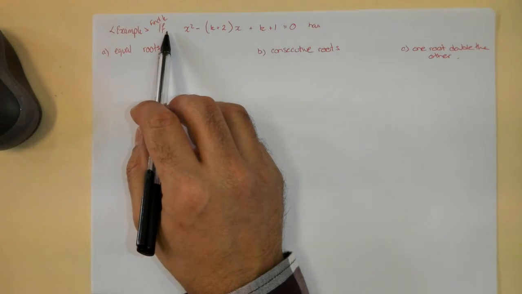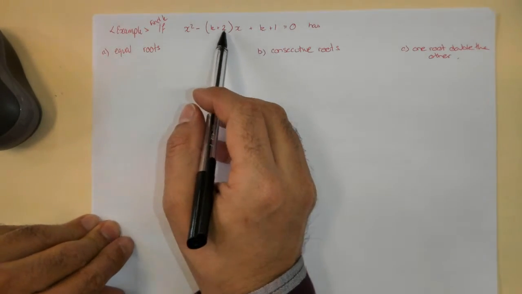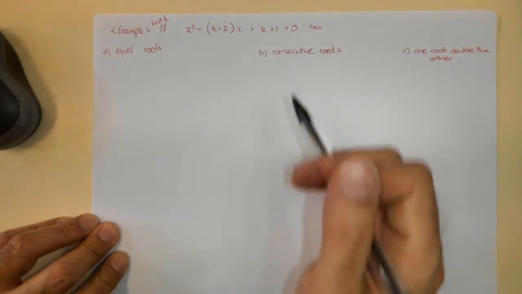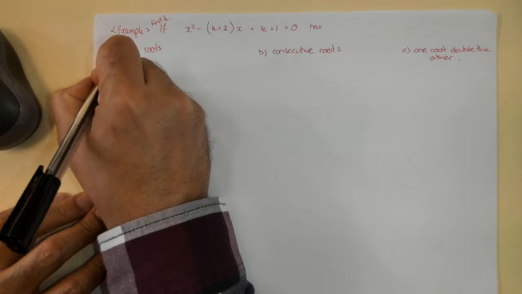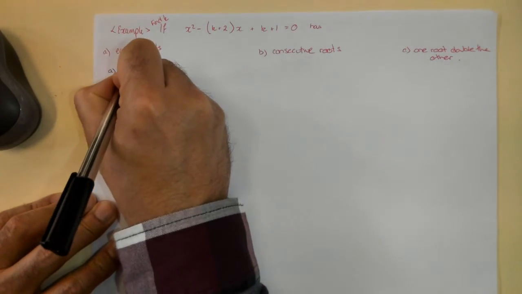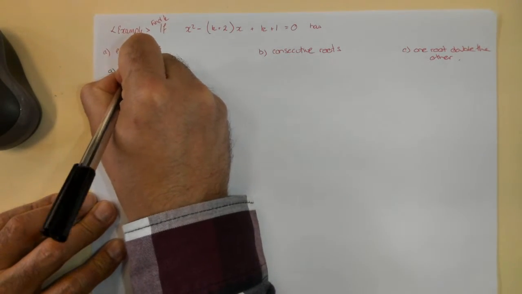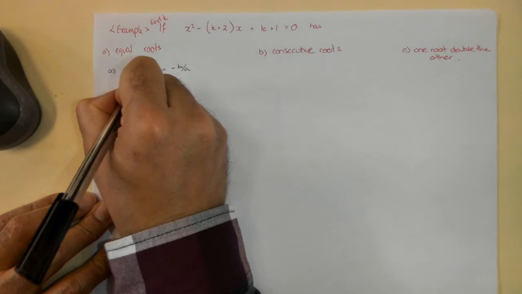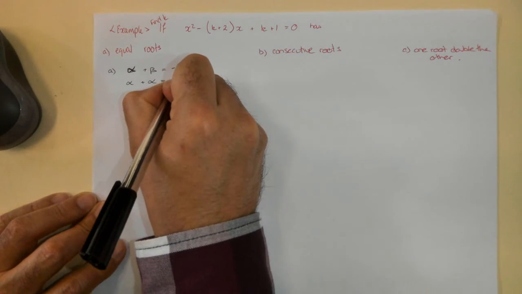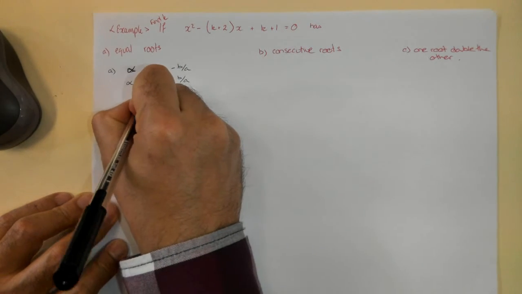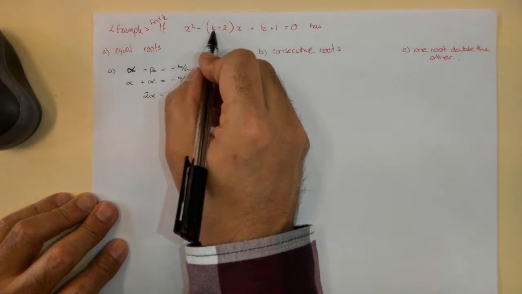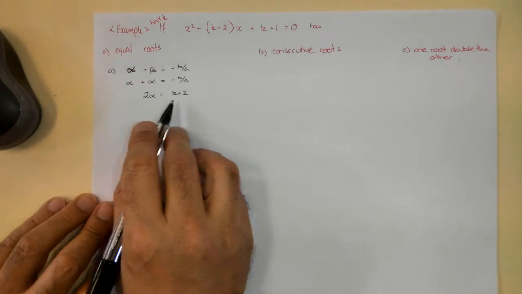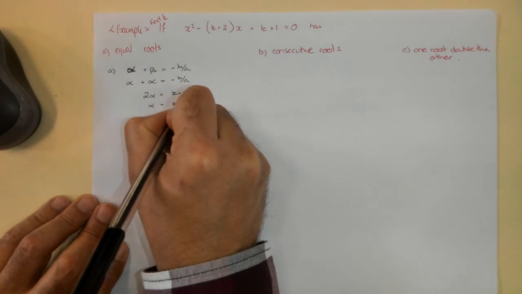Alright, we want to find k if x squared minus k plus 2x plus k plus 1 equals 0 has equal roots. There's 3 questions, and I'm probably going to work across ways in different sheets. So when I'm answering part A, they have equal roots. So that means, and it's a quadratic, that we know alpha plus beta equals minus b on a. Well, it's saying that the roots are equal, so it's going to be alpha plus alpha, but that's still equal to negative b on a. So really, 2 alpha is equal to, now negative b, so it's going to be positive now, k plus 2 over 1. So alpha in this situation is k plus 2 over 2.